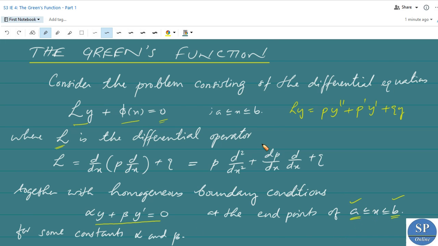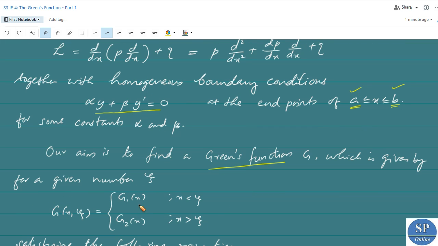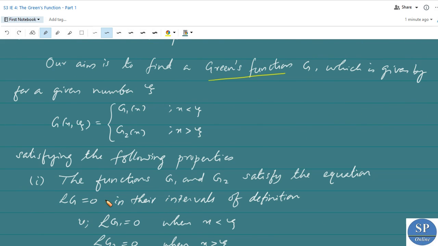Now our aim is to find a Green's function g, which, for a given number ζ, is given by g(x, ζ) = g1(x) for x < ζ and g2(x) for x > ζ. So our aim is to find this Green's function g satisfying the following properties.